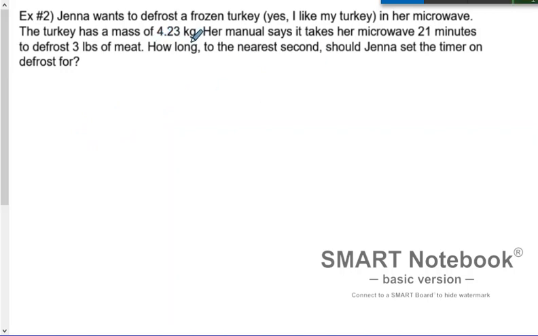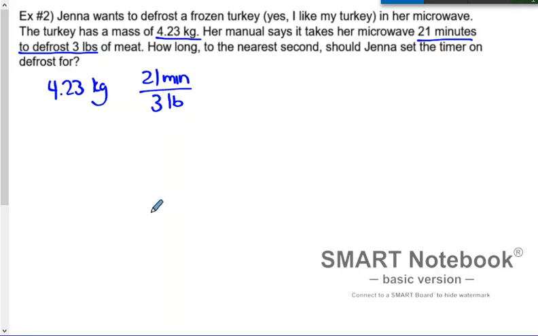We have our turkey weighing 4.23 kilograms. Her microwave takes 21 minutes to defrost 3 pounds, so 21 minutes to defrost 3 pounds of meat. And we want to know how long to the nearest second Jenna should set the timer on defrost for. Right. So we have 4.23 kilograms, and here's my problem. This is in kilograms, here we have pounds.